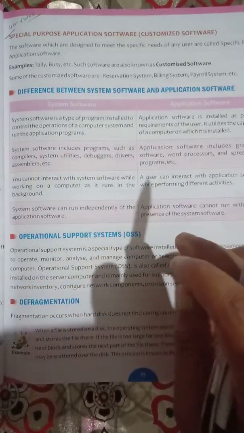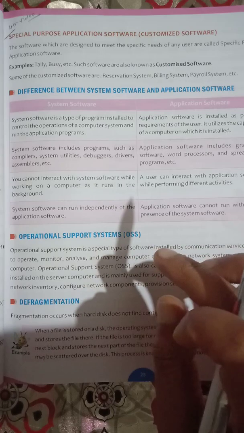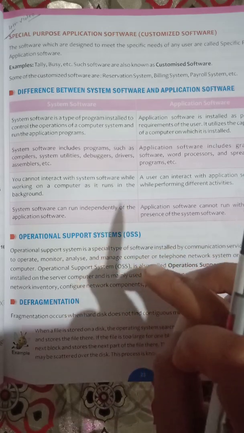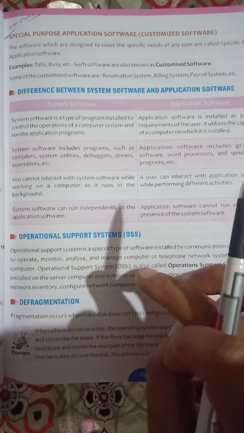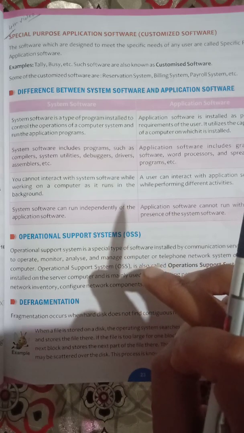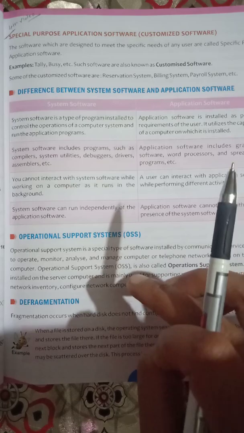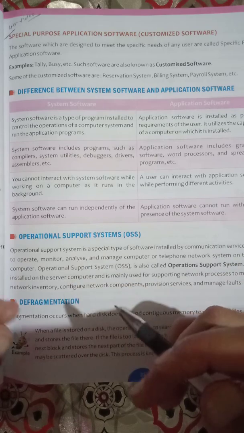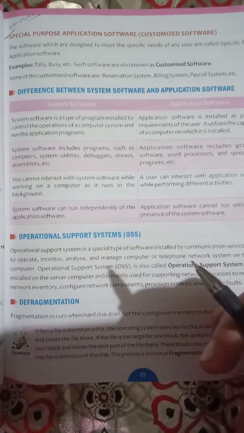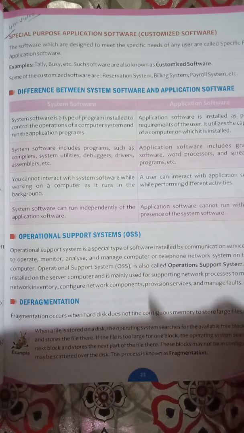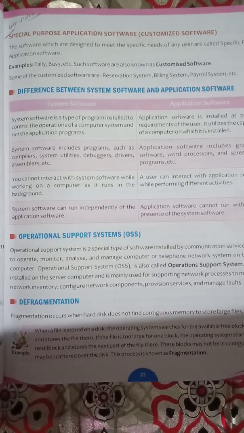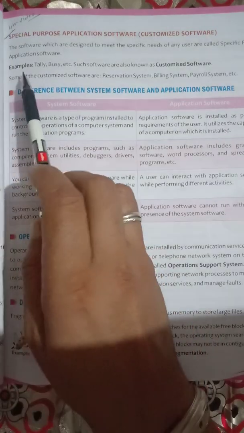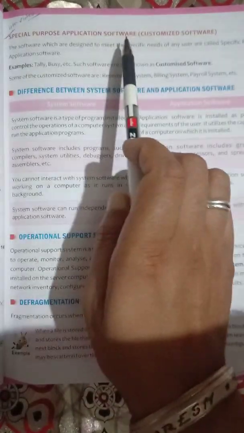Previously we have discussed some application software like word processing software, electronic spreadsheet, database management system and presentation software, and the last one is multimedia software. Here, these are not simple purpose, these are special purpose application software, right? Simple purpose means general purpose software.